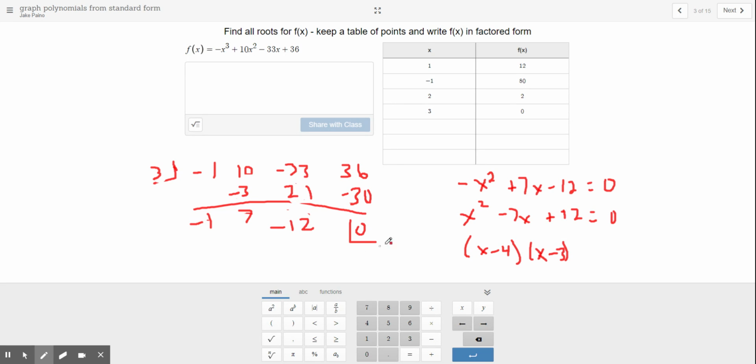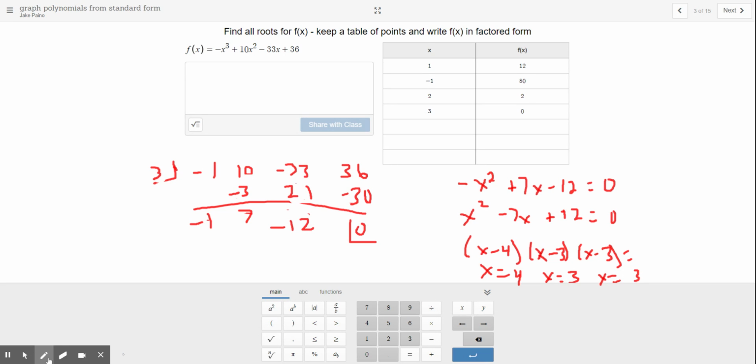All right, and don't forget about that one. I already have x minus 3. So my 3 zeros are x equals 4, x equals 3, and x equals 3. So that just means x equals 3 with the multiplicity of 2.